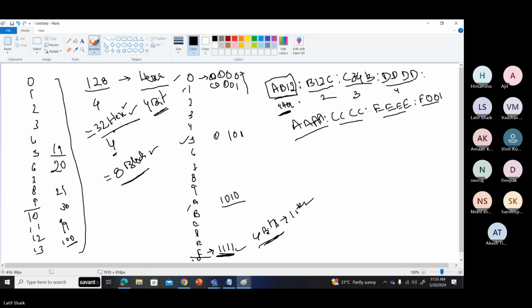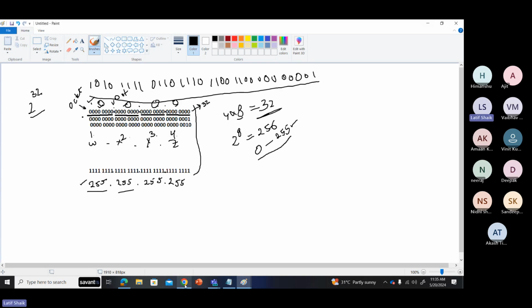So 128 divided by 4 gives 32 hexadecimals. IPv6 has a maximum of 32 hexadecimals, and these 32 are divided into 8 blocks. Each block contains 4 hexadecimals, and the blocks are divided by a colon.